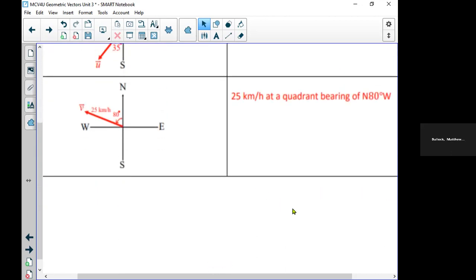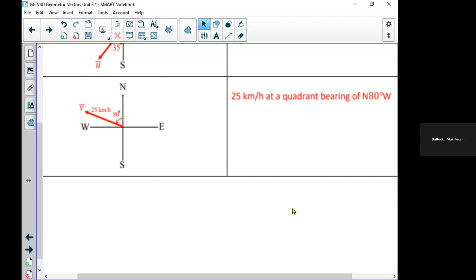For the second one, we're in quadrant 2. So now we're not referencing the south, because the south would be quadrants 3 and 4, but we're referencing the north. To get to where our vector is, we've rotated 80 degrees from that y-axis north pole, I guess we call it. The magnitude of this vector is 25 kilometers per hour. And how we would say this is a quadrant bearing of 80 degrees west of north. That's the language we use.